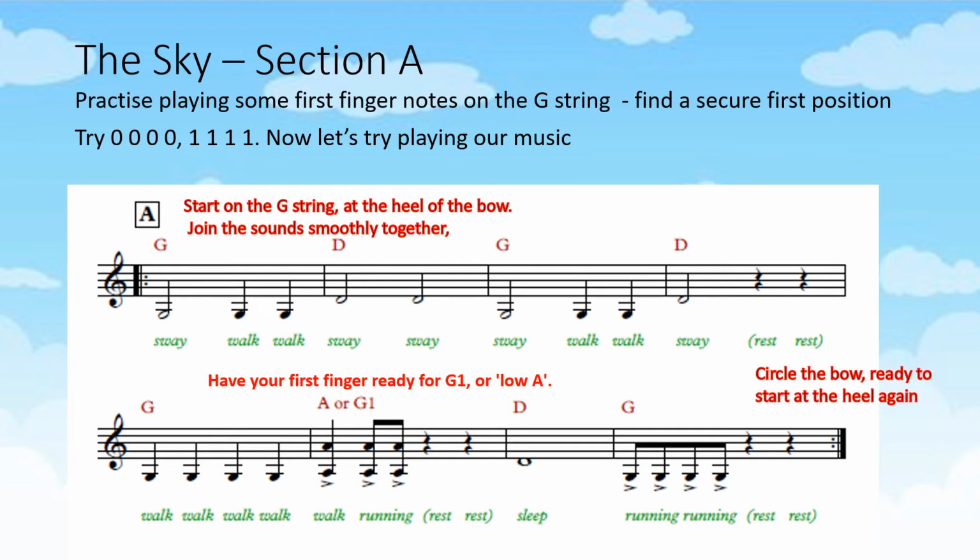Now it's your turn. We're going to play along after a count of four. Remember to have your first finger ready. And when we repeat, circle the bow, ready to start at the heel again. G string ready after four. Here we go. One, two, three, four.